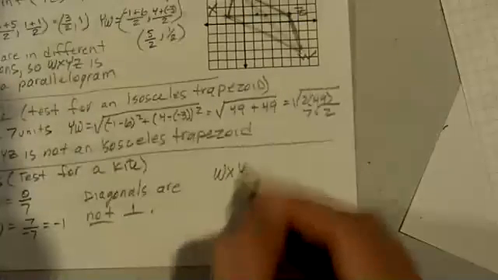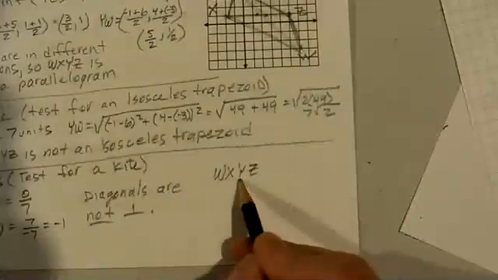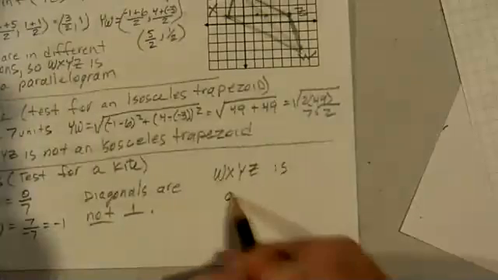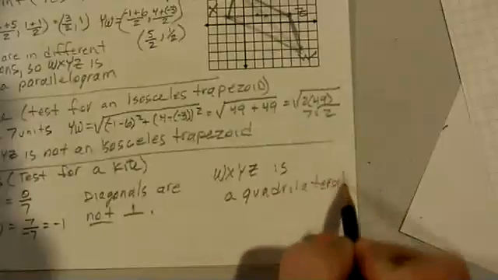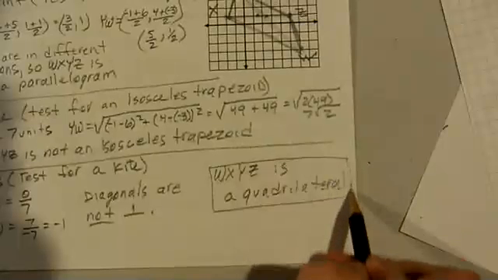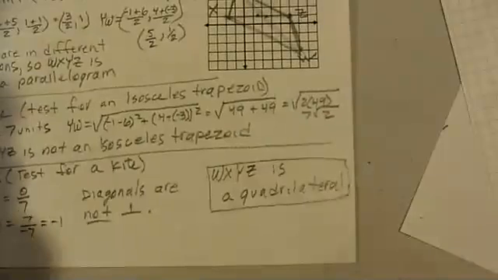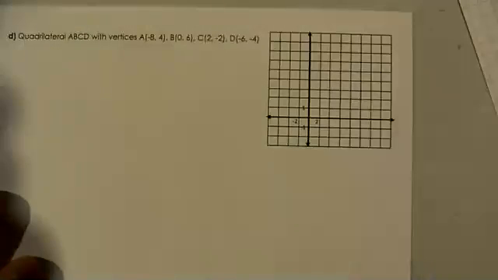All right, so WXYZ, we know that it's not a parallelogram. It's not an isosceles trapezoid. It is not a kite. We're going to call WXYZ a quadrilateral. It doesn't have any of the special qualities that we would be looking for in those other shapes. Now we'll move on to our next example.